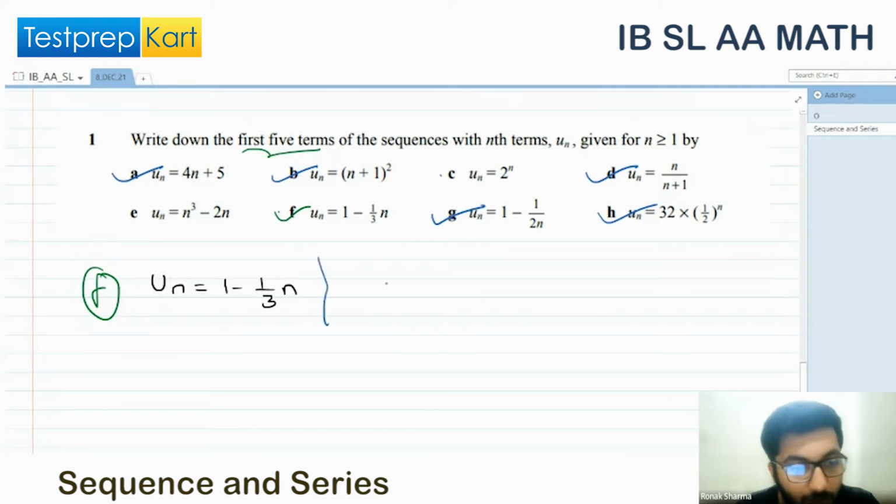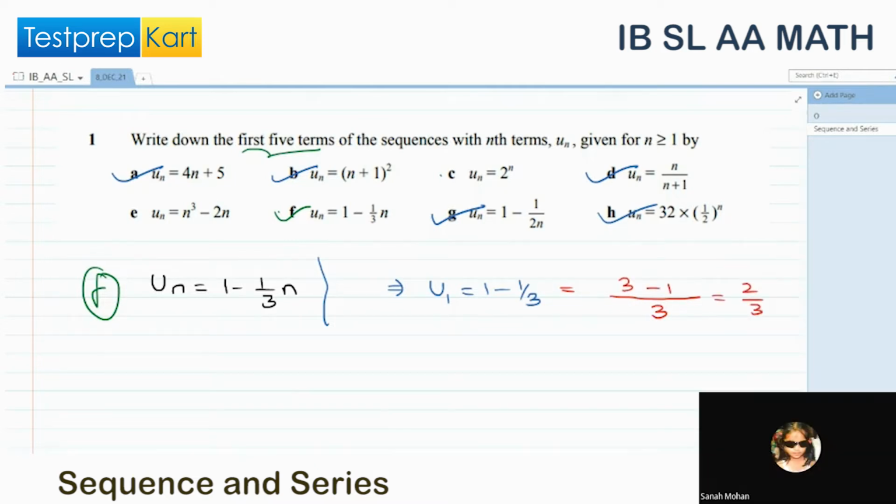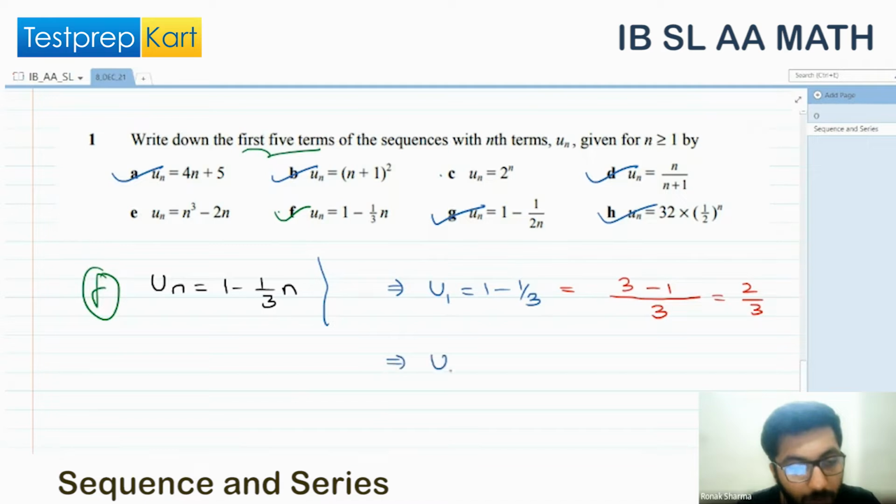So what will be U1? It will be 1 minus 1 by 3. If we take the LCM, it will be 3 minus 1, so it will become 2 by 3. Yes or no? If we go for U2, then this will become 1 minus 2 into 1 by 3, that will be 2 by 3. So this will become 3 minus 2 by 3, that will be 1 by 3.